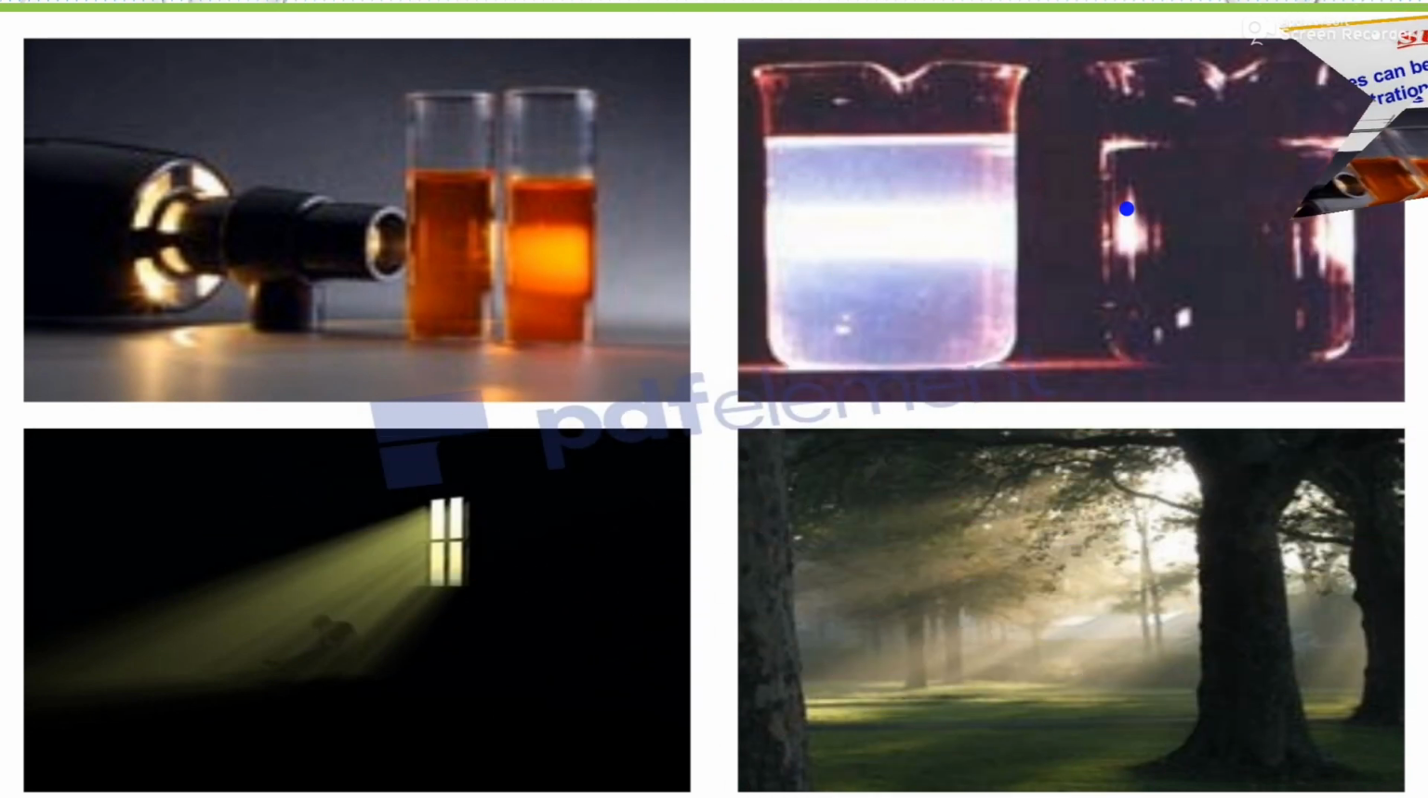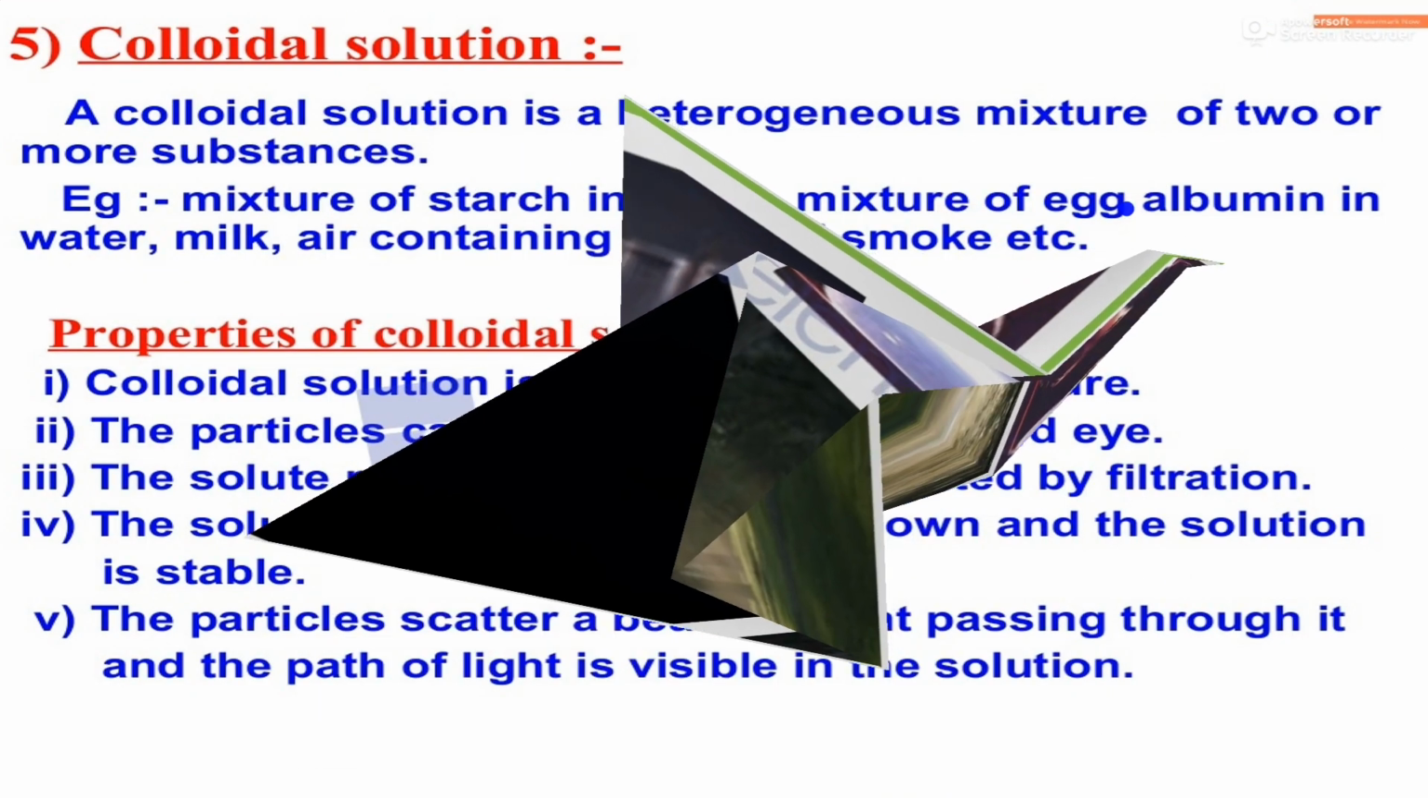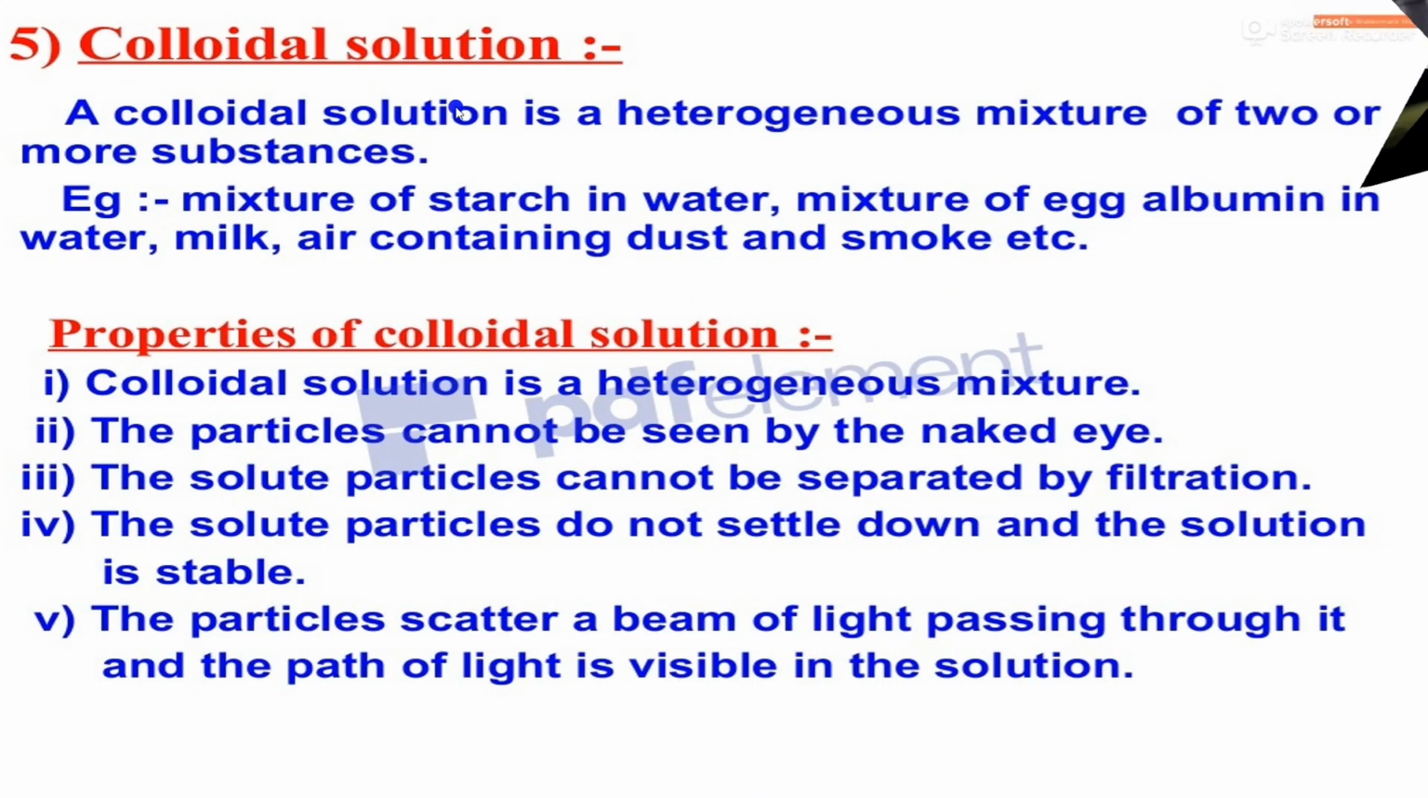In case of true solution, no path of light is visible because the light easily passes through it. Now we will go to colloidal solution. A colloidal solution is a heterogeneous mixture of two or more substances. For example, a mixture of starch in water, a mixture of egg albumin in water, milk, air containing dust and smoke. Milk is the best example of colloidal solution.